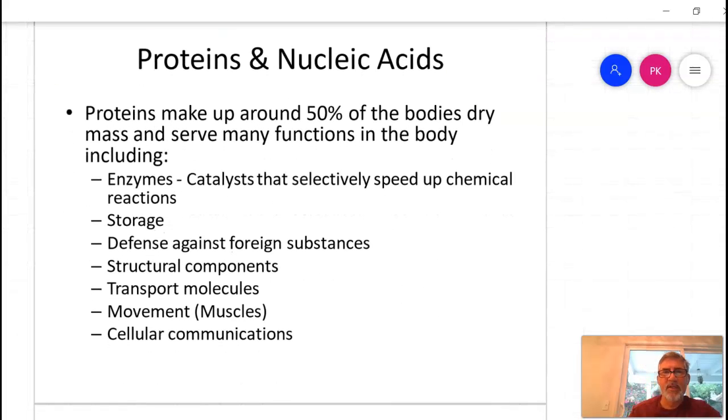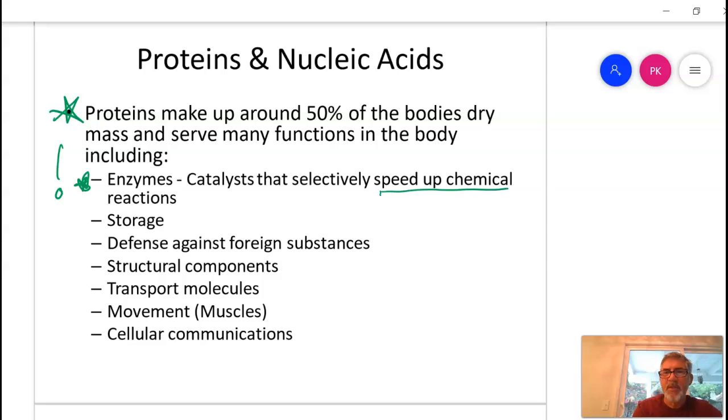Right, proteins and nucleic acids. So proteins make about 50% of the dry mass. So if I took water out, remember you're about 2/3 water, if I took the water out, 50% of everything else would be proteins, right? Proteins make up enzymes. So for biotechnology, enzymes are super important. We use enzymes to do all our work.